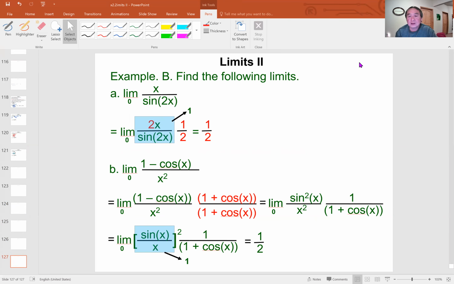And that's it. Those are the basic tricks in doing limits.